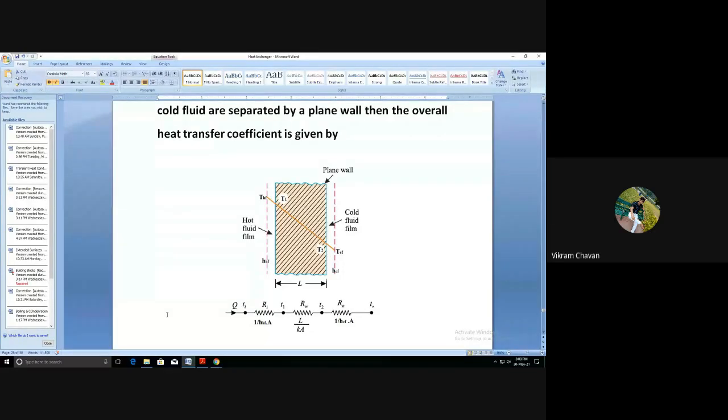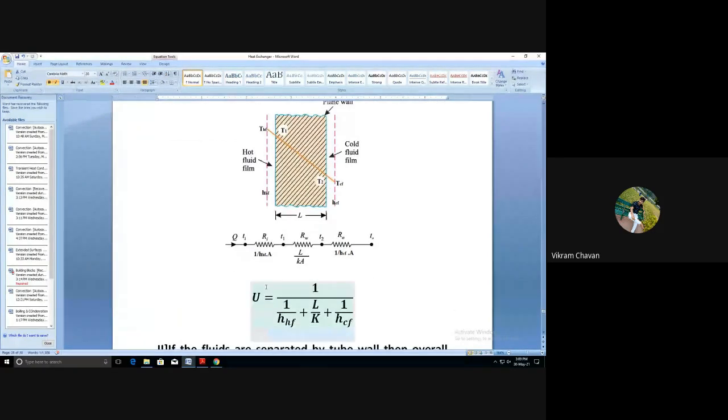Freehand sketching is required. Okay. So in this case, we'll get the overall heat transfer coefficient as 1 divided by (1 divided by h suffix HF plus L divided by K plus 1 divided by h suffix CF).